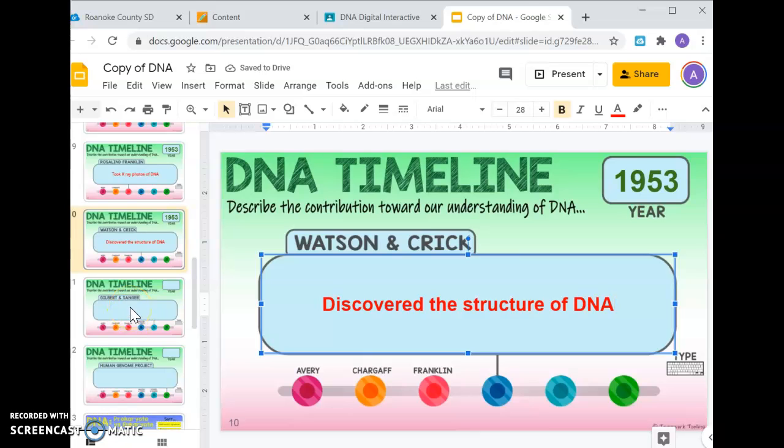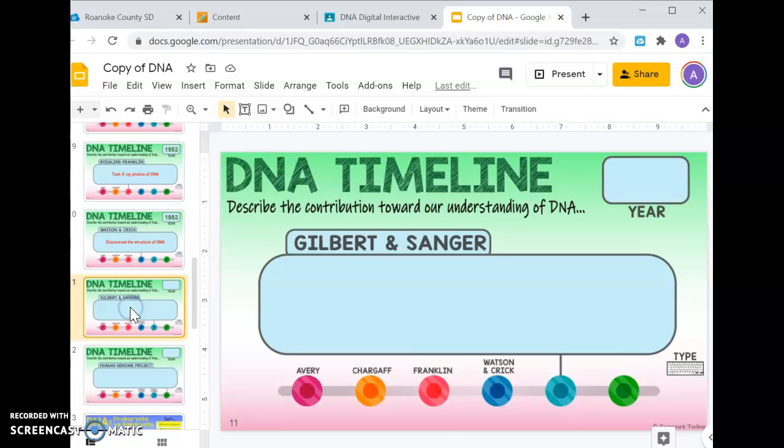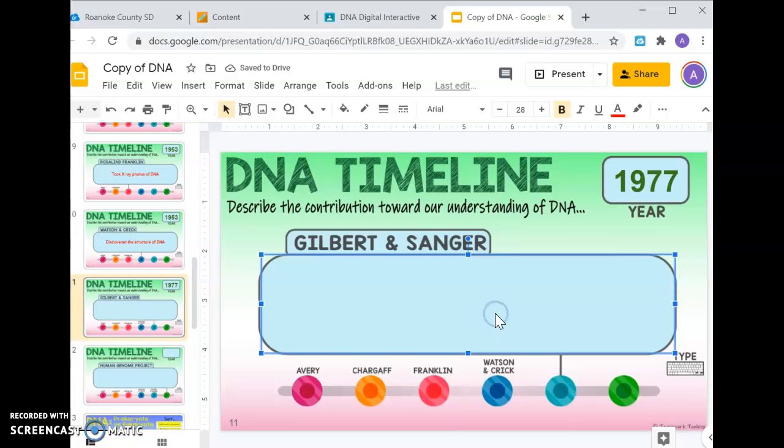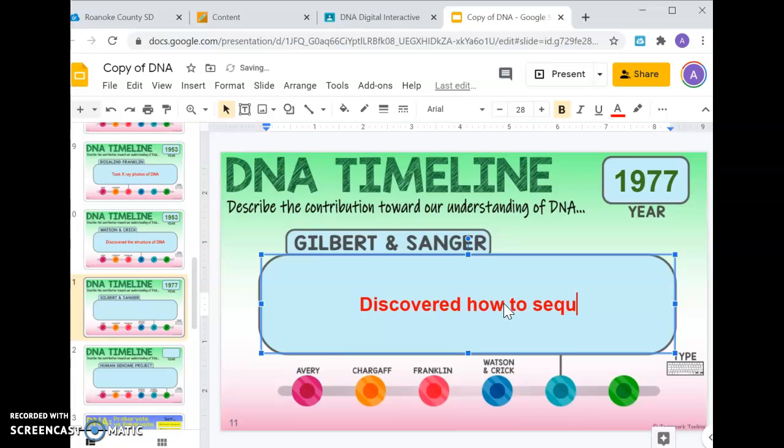All right, then a little later than that, and these ones we did not talk about in our notes, but in 1977, we have these 2 gentlemen who discovered how to sequence DNA, how to figure out where the A's, T's, C's, and G's are. So discovered how to sequence DNA bases. All right. So this was really important technology to get us where we are today, where we are starting to manipulate our DNA to cure genetic disorders.